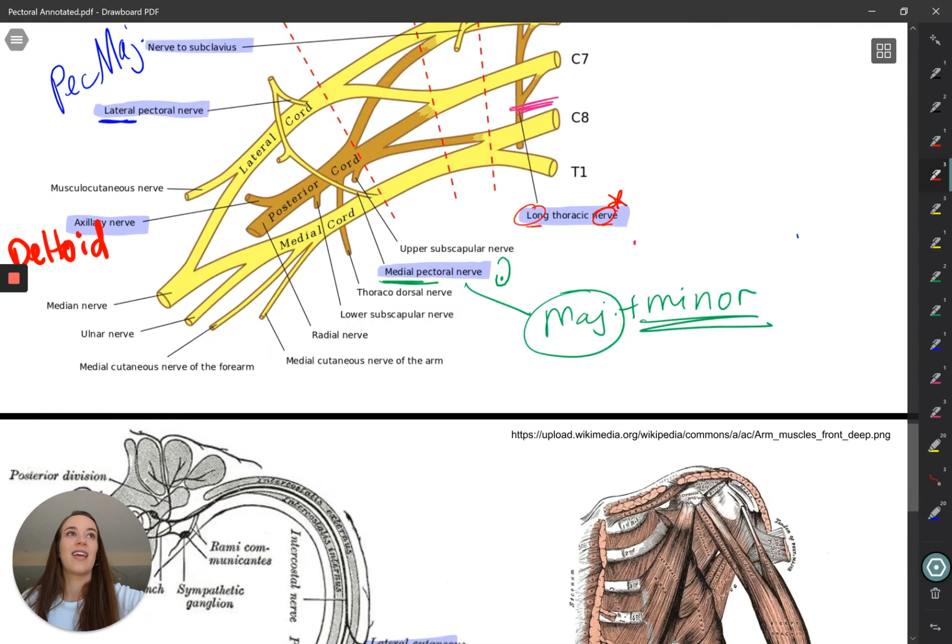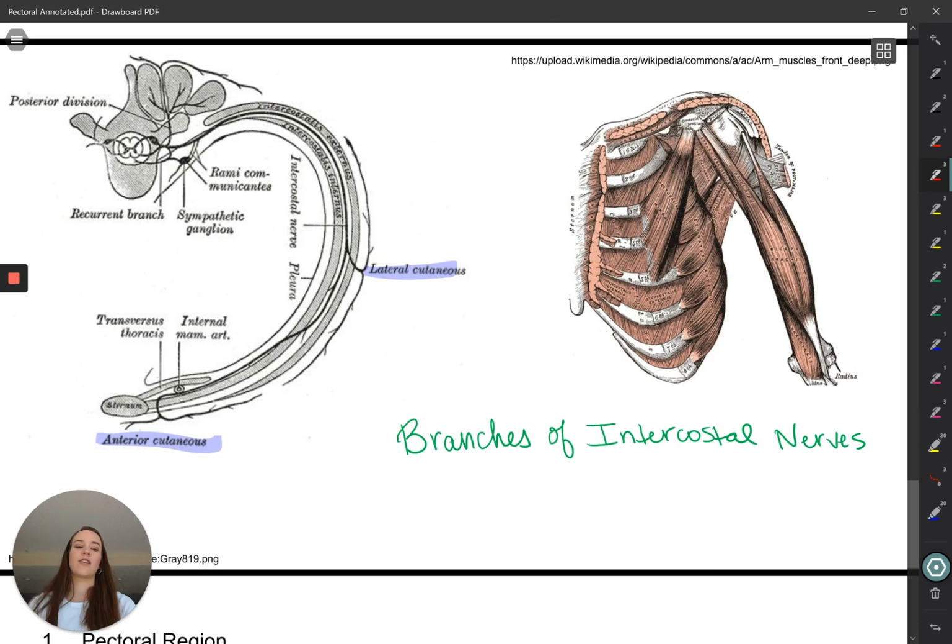Next, we're just going to quickly talk about branches of intercostal nerves. Anytime you talk about intercostal nerves, you'll see a crazy picture like this. It's not too wild, luckily. So here is a vertebra, and then we have our spinal cord in there, and then at each level, at least at the thoracic level where you have ribs, you'll have this intercostal nerve that runs between each rib, intercostal, between the costas.